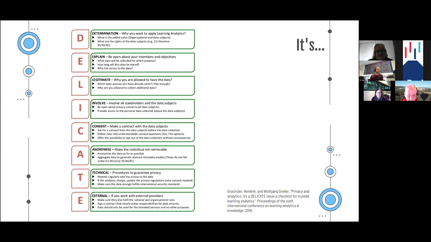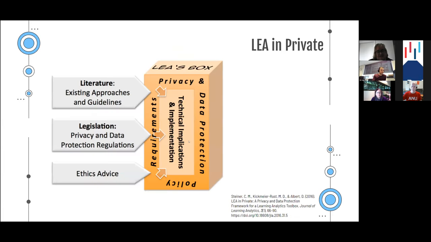And of course, we can't really talk about privacy and ethics in a learning analytics space without the DELICATE checklist introduced by Drachsler and Greller back in 2016. This is probably the most referenced work in this area. Although based around a similar set of ethical and privacy concerns, the DELICATE checklist further introduces the importance of providing technical procedures to guarantee privacy and the necessity to consider external providers in dealing with learning-related data. So here we already start to talk more about data privacy and ensuring the data privacy and sharing data between different institutions.